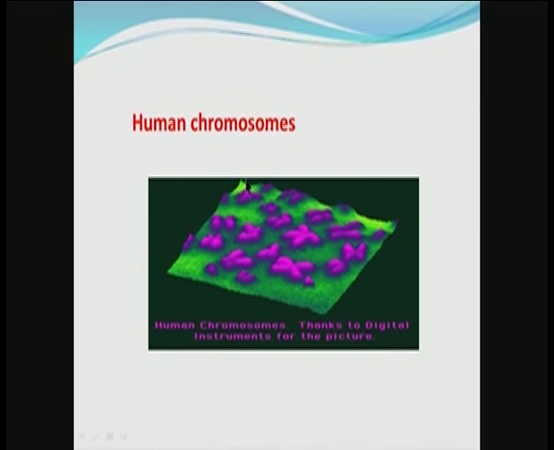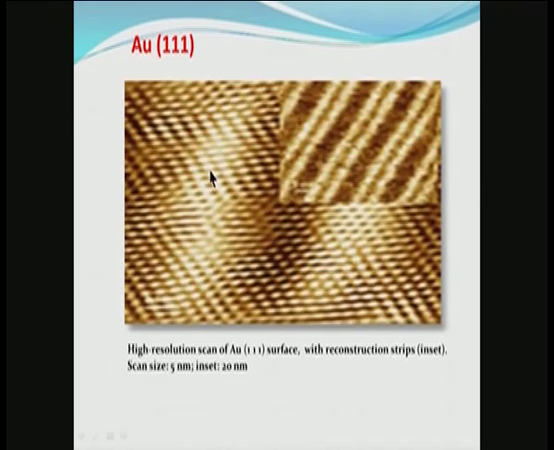I mentioned biological samples. So, what are imaged here are human chromosomes through AFM. Finally, we have the imaging at high resolution of a gold single crystal, that is, the 111 face of a gold single crystal. You can see the high resolution that one can obtain by atomic force microscopy. This is done in a high vacuum, and you can see that these stripes seen over here are due to reconstruction of the surface of the single crystal of gold.